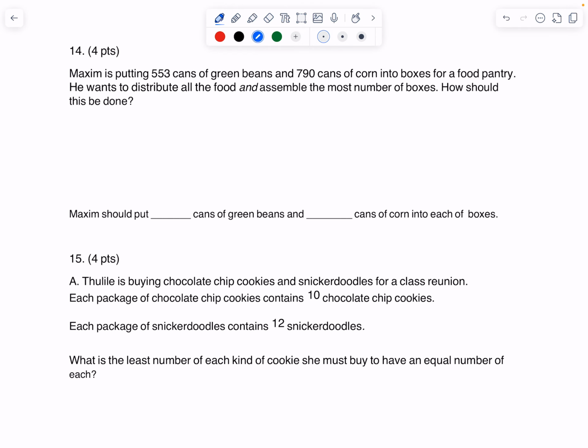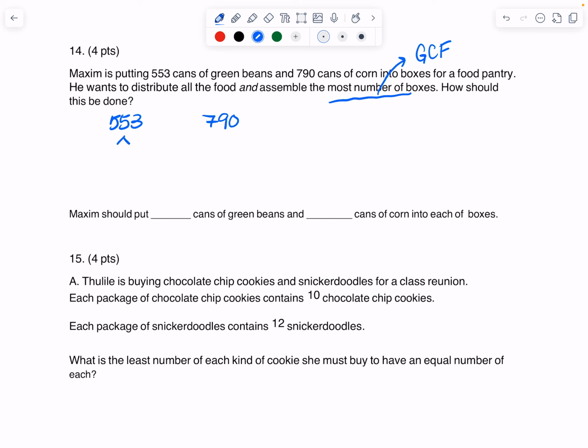Maxim is putting 553 cans of green beans and 790 cans of corn into boxes for a food pantry. He wants to distribute all of the food and assemble the most amount of boxes. How should this be done? In this case, we are actually looking for the greatest common factor. So I'm going to prime factor both numbers, 553 and 790.